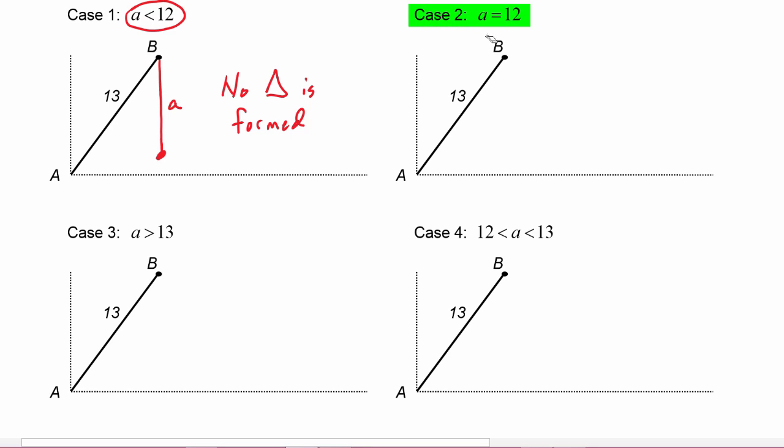Next, we'll look at the case where a is exactly equal to 12. So if a is exactly 12 units, then that means a was exactly just long enough to reach down here to the positive x-axis, and that means this would be point C. So then what happens is one triangle is formed, and it is a right triangle. So one right triangle is formed.